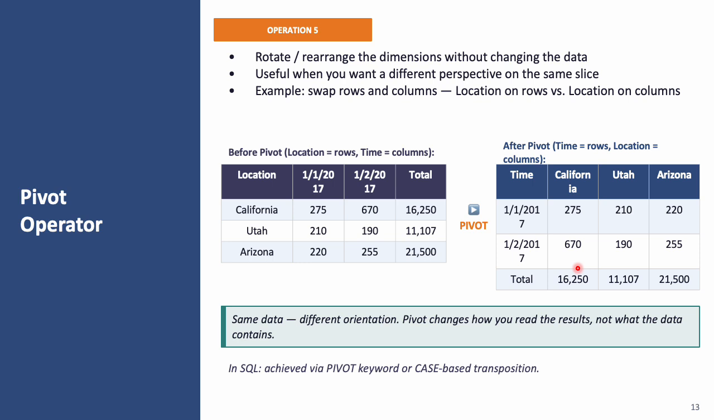Why would an analyst want to do this? You might have this question. This is purely about readability and preference. A manager who wants to scan how a particular city performed over time would prefer time as rows, reading downward. A manager who wants to compare multiple cities on the same date would prefer time as columns. The pivot operation supports both needs without duplicating or altering the underlying data.